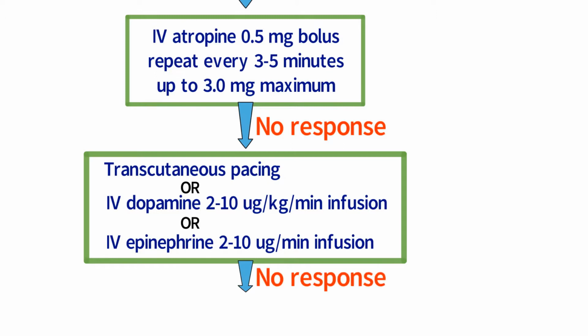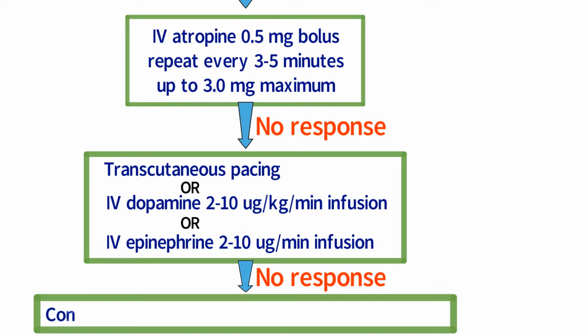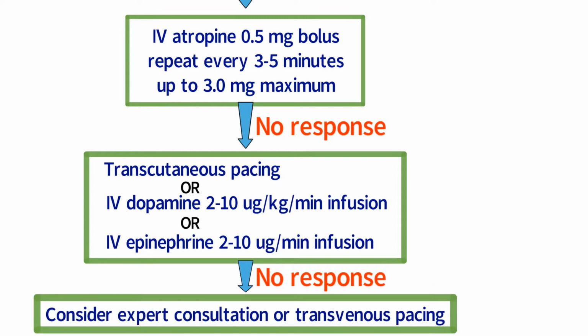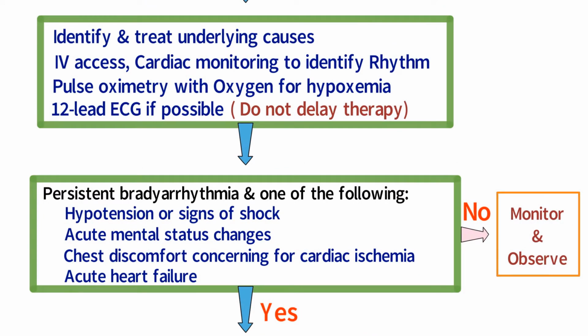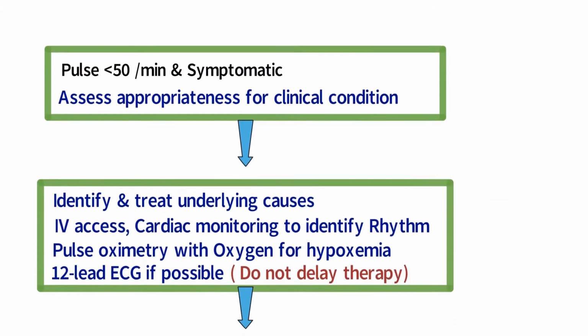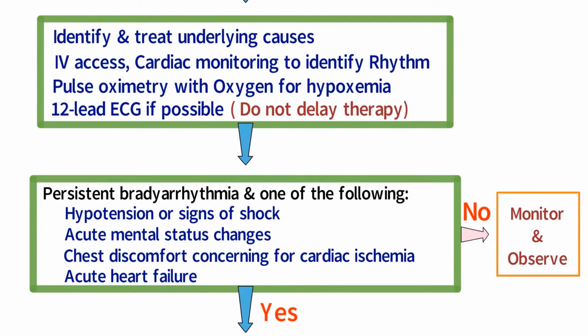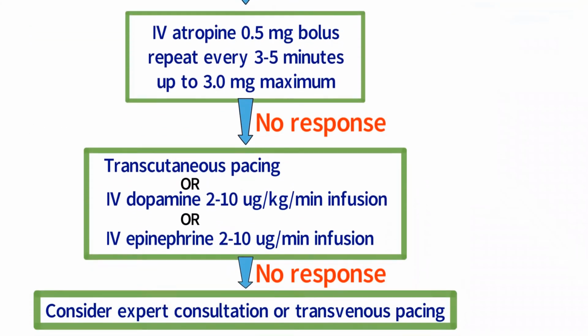And if there is no response after you applied one of the three, you should consider an expert like a cardiologist or interventional cardiologist for transvenous pacemaker placement. Now, if the patient is having a bradyarrhythmia but he is not having any character of hypotension, acute mental status change, chest discomfort, or acute heart failure, you will monitor this patient and observe him. This algorithm is very important to remember and to study, and actually if you take an ACLS course, you will study this algorithm.